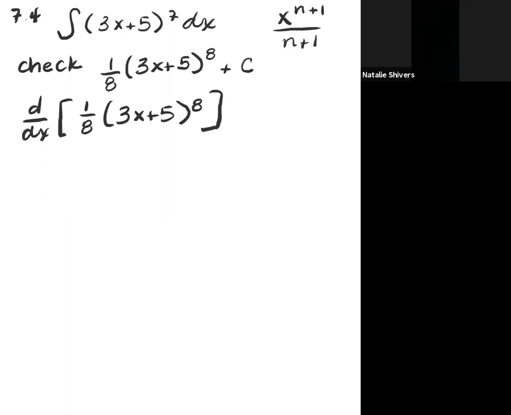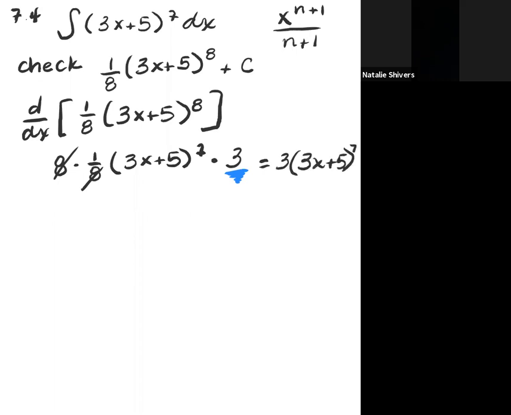In order to do the chain rule to solve this, we're going to bring the 8 down times 1/8, (3x+5) to the 7th, times the derivative of the inside, which is 3. So these cancel, but I'm left with this extra 3 that I didn't have anything to counteract. My answer ends up being 3(3x+5)^7, which is not what I wanted. So I need to counteract that.